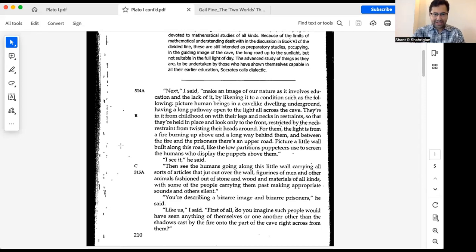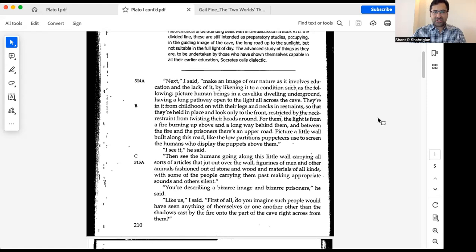So I'm not going to do an entire detailed recapitulation of the image. I hope you've gotten a chance to read it yourselves by now. But it starts with Socrates describing an image of our nature, likening it to a condition such as the following: human beings in a cave-like dwelling underground, having a long pathway open to the light all across the cave. They're in it from childhood onwards, with their legs and necks in restraints, so that they're held in place and look only to the front. For them, the light is from a fire burning up above and a long way behind them.